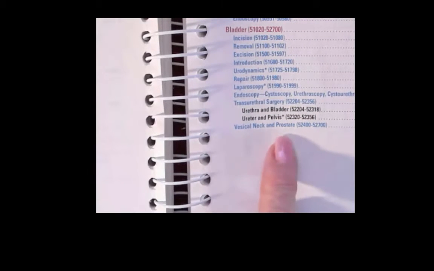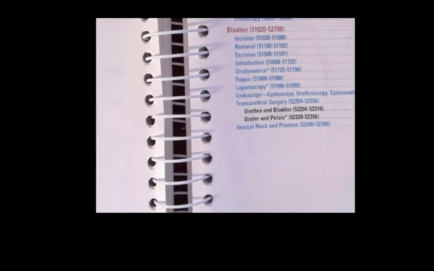vesical neck and prostate. Remember how in the digestive system, getting to the ovaries into the abdominal cavity was part of the digestive system and not the female system. Similarly, the prostate is included in this section because of its proximity, I believe, to the urethra.